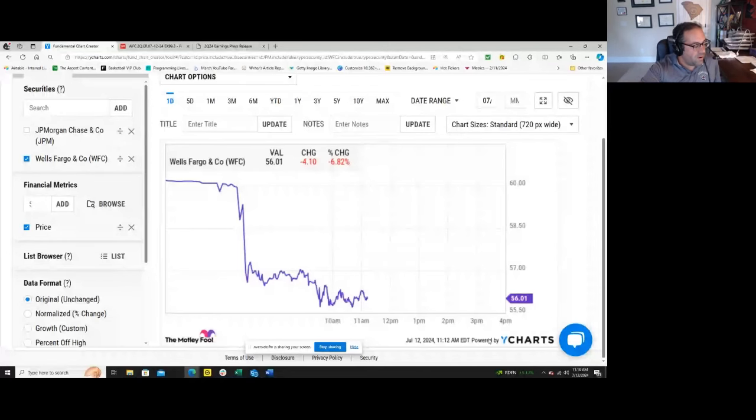This is a chart of Wells Fargo stock performance this morning, after the earnings release. You can see it dropped by a little over 6%, or actually almost 7% as of this recording. Could be a little different by the time you read it. Stocks tend to be a little volatile after earnings. But the point is, the stock was down, even though earnings and revenue both beat analyst expectations.